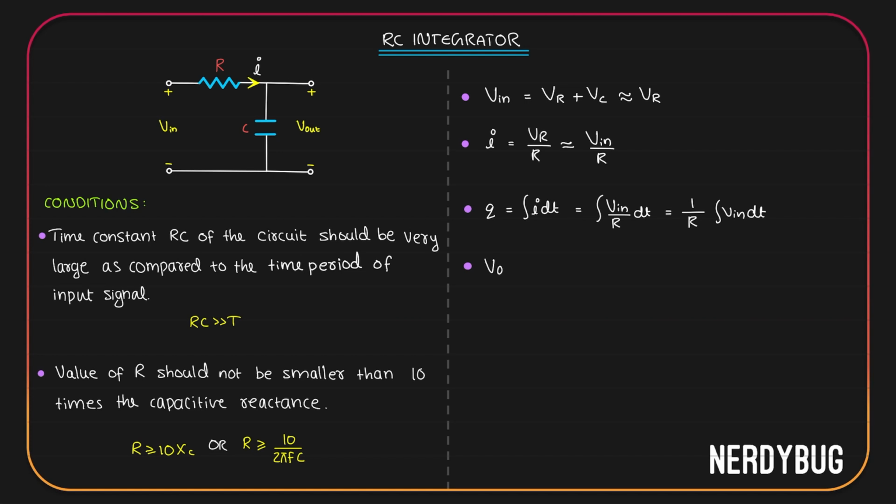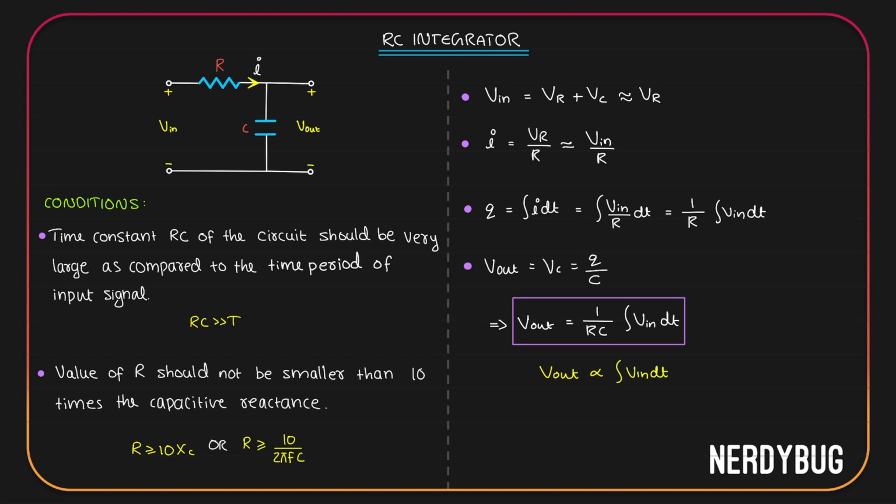I want the output voltage. Output voltage is the voltage drop across the capacitor, Vc. But that will be charge divided by the capacitance. We already have an expression for Q over here. If you use that, V out comes out to be 1 by RC integral V in dt. That means V out is proportional to integral of the input.